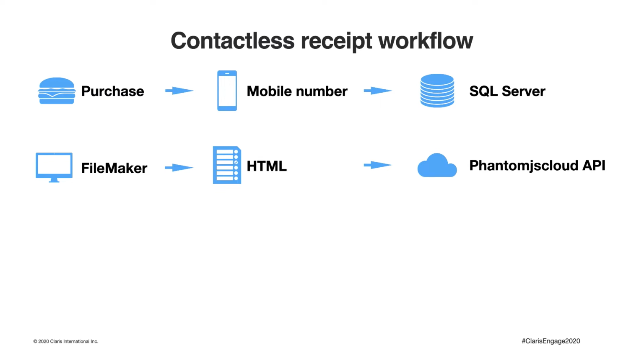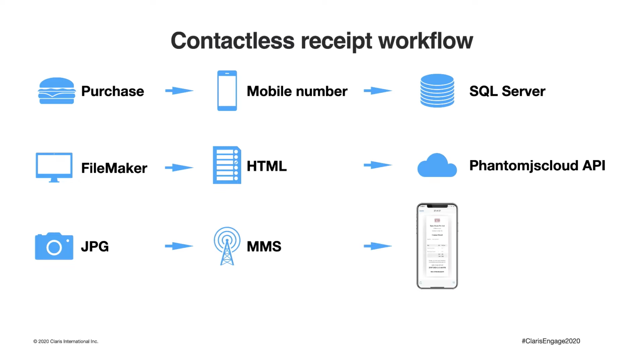And the other thing about Phantom.js Cloud is that if you're trying to, for example, print a web viewer, that can be quite problematic in FileMaker. So this is a great technique to get your hands on. So the JPEG pops back into FileMaker. Then we use the Telstra MMS or SMS gateway to transmit that JPEG back to the customer who provided the mobile number in the first place.